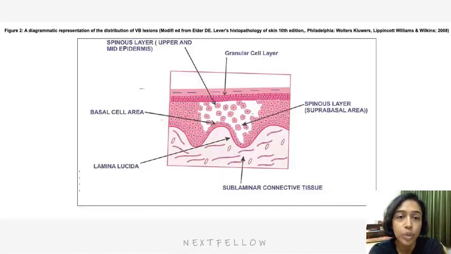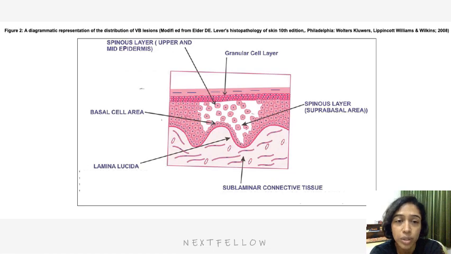So in vesico-bullous disorders, it's important to understand the level at which the blister is occurring, within the epidermis or the dermis. So here is a simple diagram which shows us the layers. First you have the stratum corneum, which is the topmost layer, and you can see marked here is the granular cell layer below that. The stratum corneum is the outermost, superficial layer.